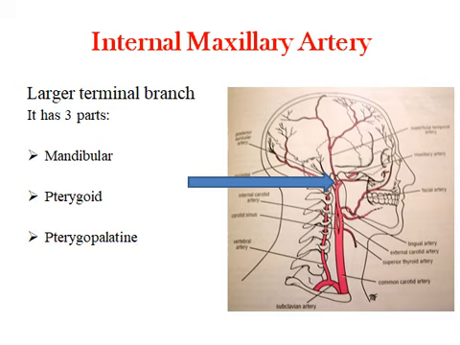At its origin, the maxillary artery is embedded in the parotid gland. After exiting the gland, it runs through the infratemporal fossa and enters the pterygopalatine fossa via the pterygomaxillary fissure.